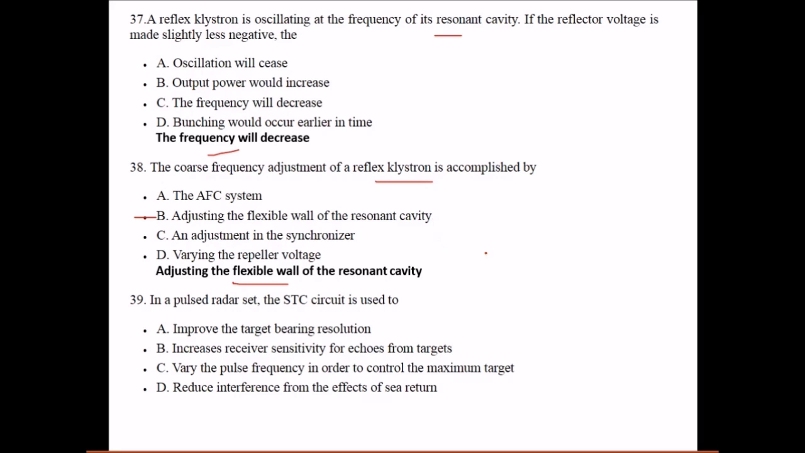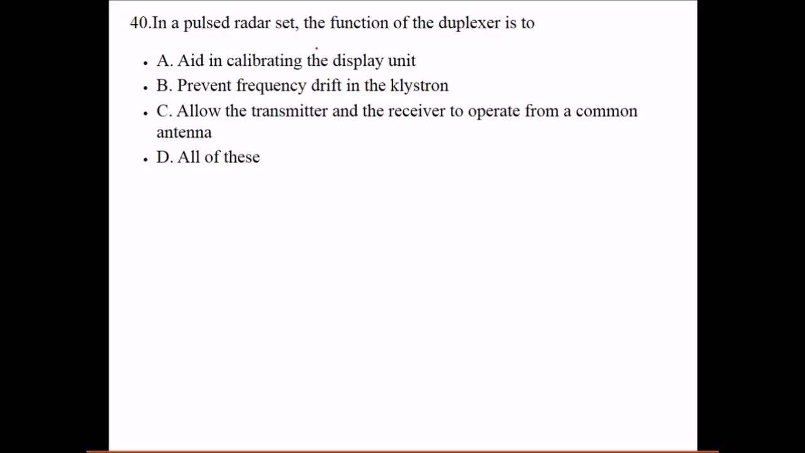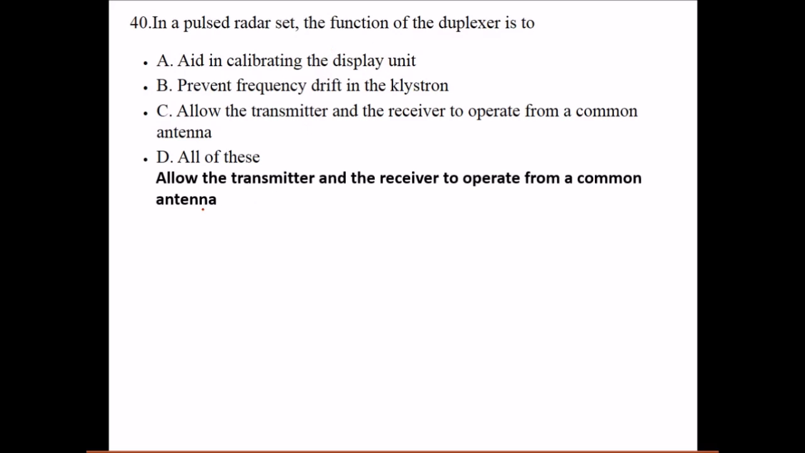So, in a pulsed radar set, the STC circuit is used to reduce interference from the effects of sea return. And in a pulse radar set, the function of the duplexer is to allow the transmitter and receiver to operate from a common antenna.